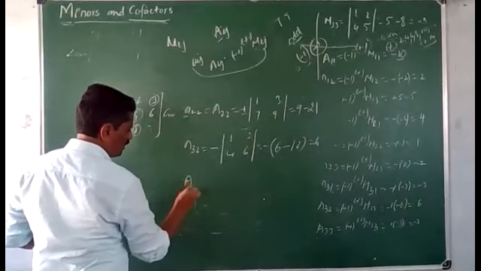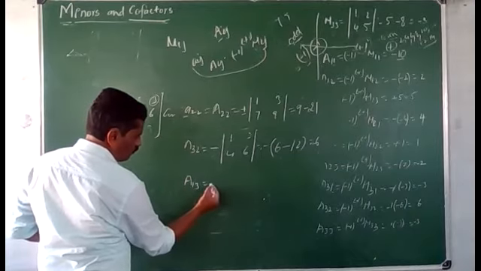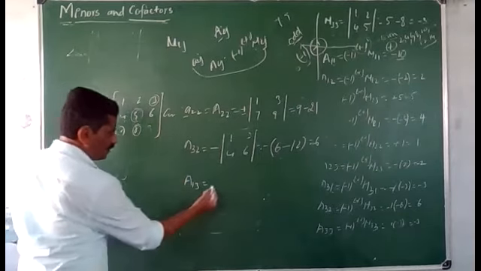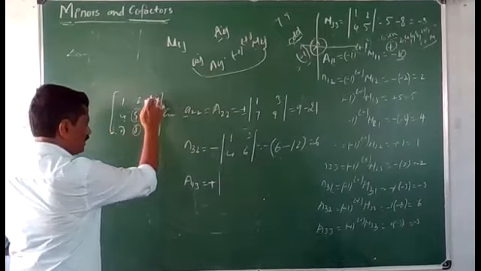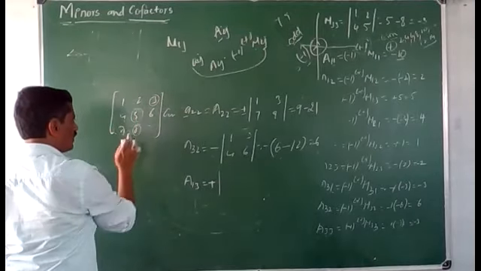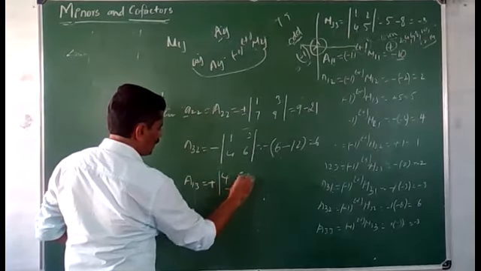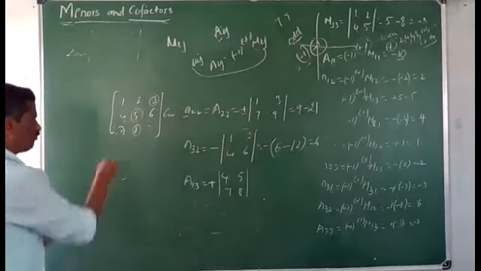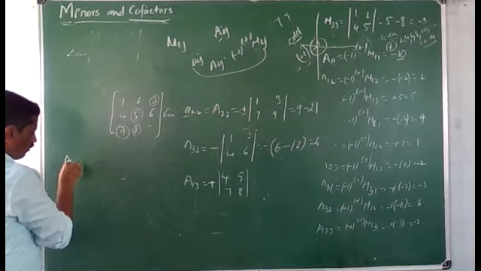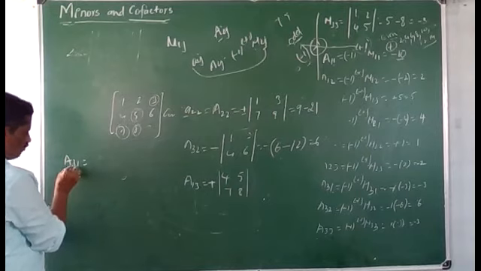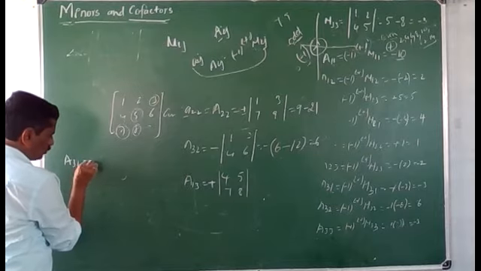Again, what is the cofactor of, for example, this element? The cofactor of A13: what is 1 plus 3? That is 4, an even number, so take plus into the determinant of the remaining elements after leaving this row and column, 4 5 7 8. Now simplify this. What is the cofactor of this number? That is A31. What is 3 plus 1? That is 4, an even number, so take plus.